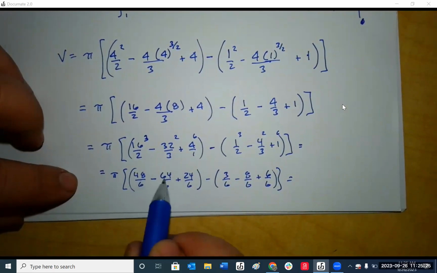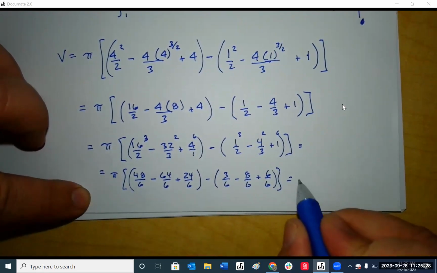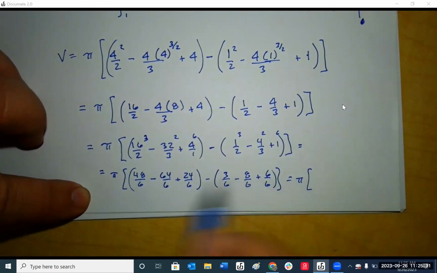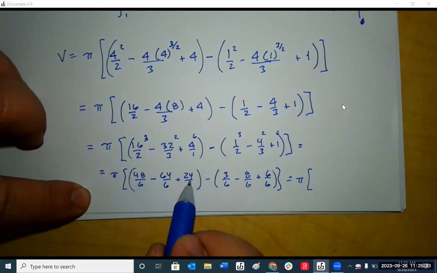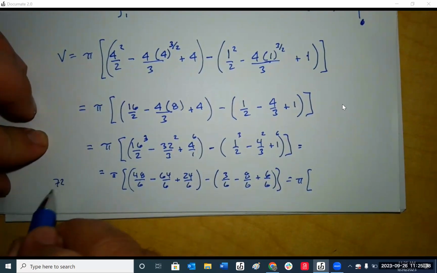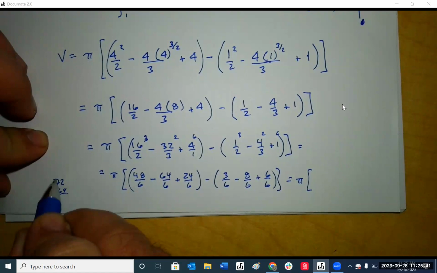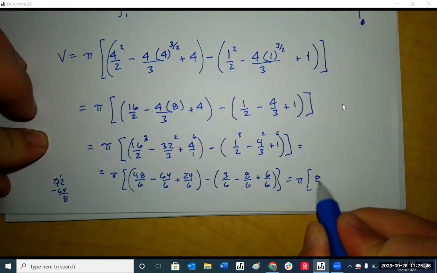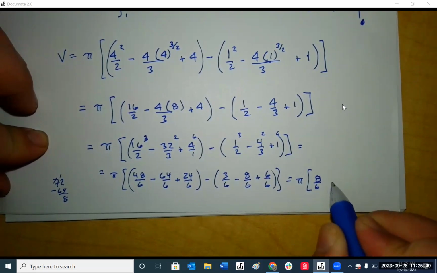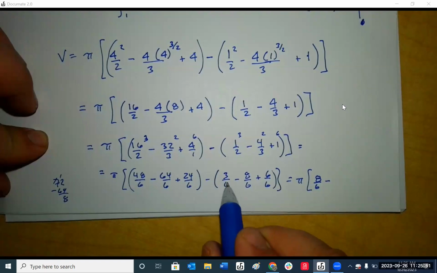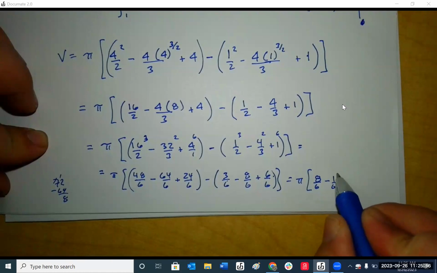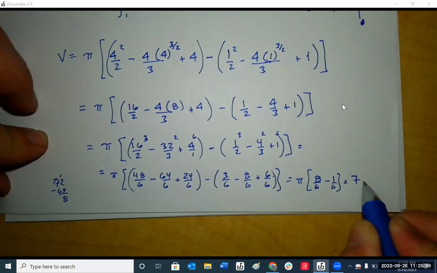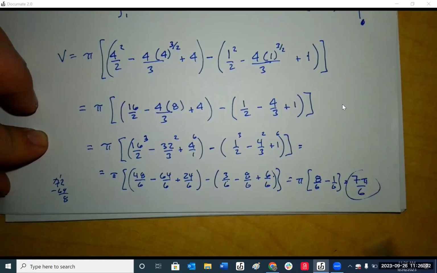So 72 minus 64. 48 plus 24 is 72. 72 minus 64 is 8. 8 over 6 minus 3 over 6 minus 8 over 6 plus 6 over 6 is 7 over 6. So it's 7 pi over 6.